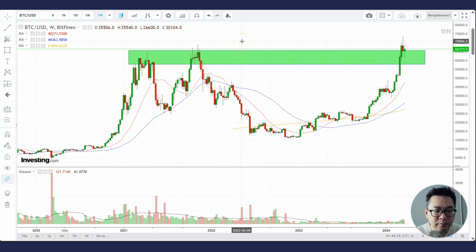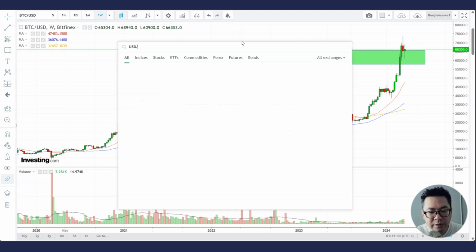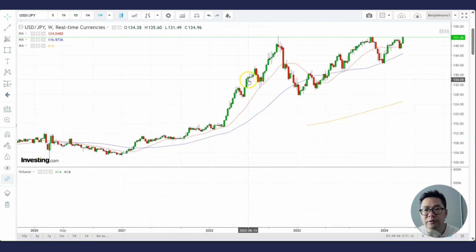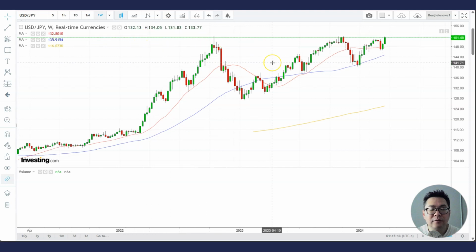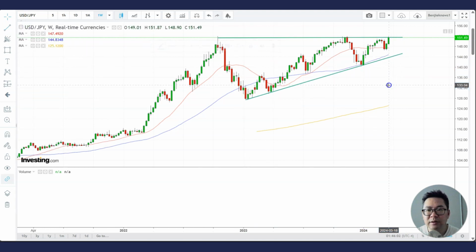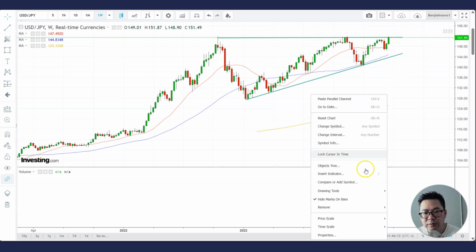So let me take a look at USDJPY. The US dollar versus the Japanese yen is something I want to show you, quite interesting. This is a weekly chart of the dollar yen. You can see that it's on the brink of a breakout. What is this pattern? It's a long-term ascending triangle. If it continues to break out, there is a possibility that it's going to go way higher. And let me show you the target for it.